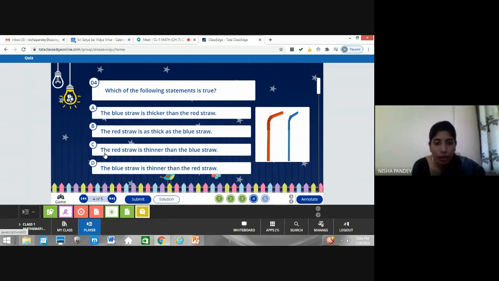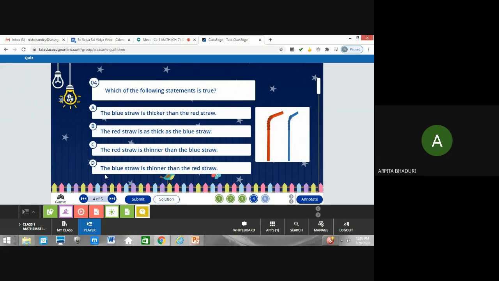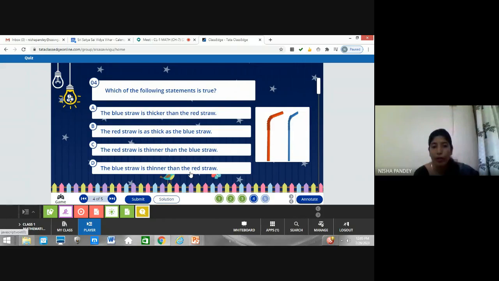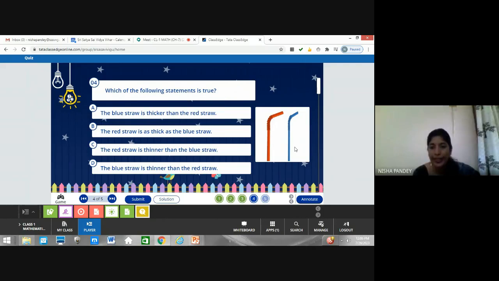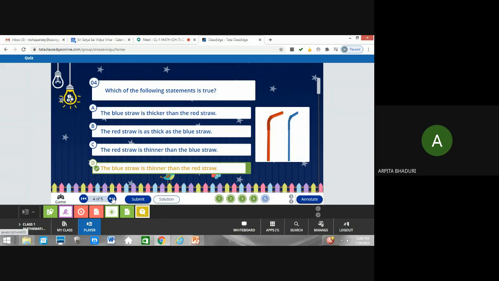Okay. The red straw is thinner than the blue straw. So no, ma'am. The red straw is thinner? No, ma'am. The blue straw is thinner than the red straw. Yes, ma'am. So the blue straw, yes, it is thinner. You can see it looks thin. So it is thinner than the red straw. Yes, ma'am. So we'll select this and we'll submit. Very good. Correct answer.